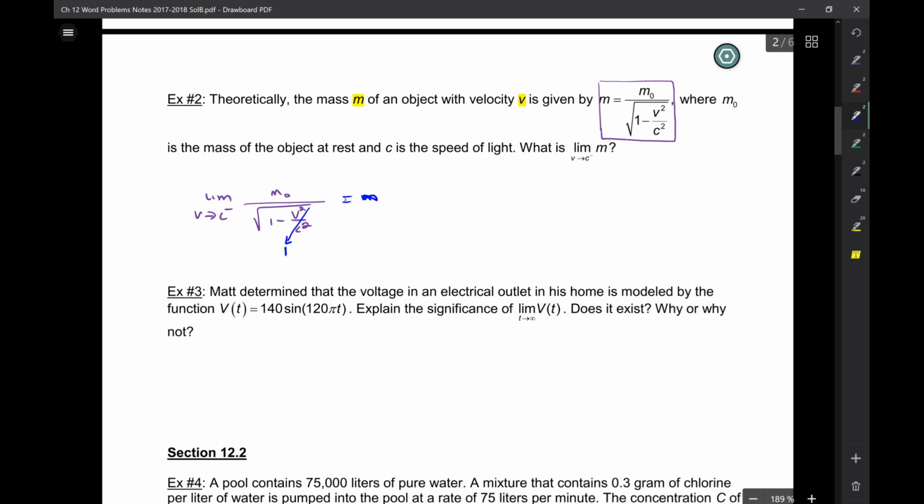It's infinity. It's undefined. It is a solution. It's infinitely large, right? It's correct because it's a limit. It's not no solution. It's infinity. So we say, for example, the mass will be infinitely large as v approaches c. Okay?